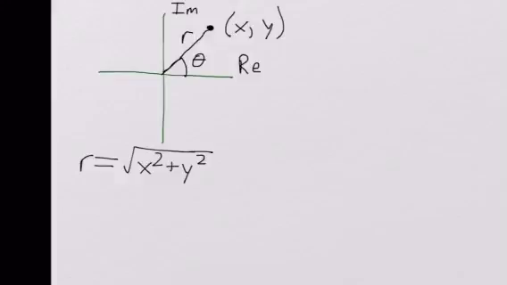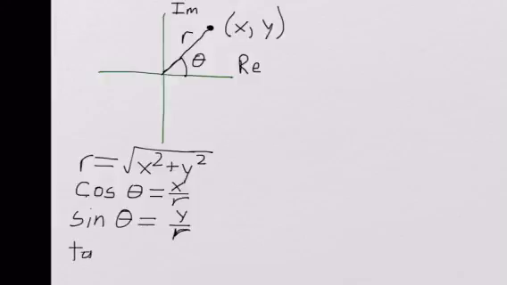We also know that the cosine of theta is equal to x over r. The sine of theta is equal to y over r. And the tangent of theta is equal to y over x.